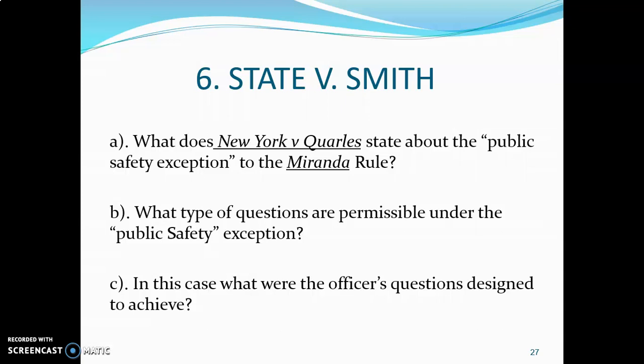And then, so the general rule is that if you invoke your Miranda rights, then the officers cannot go back and talk to you. You can invite the officer back if you change your mind, but the officers cannot return on their own and ask you to reconsider. That would be a violation of the Miranda rule.